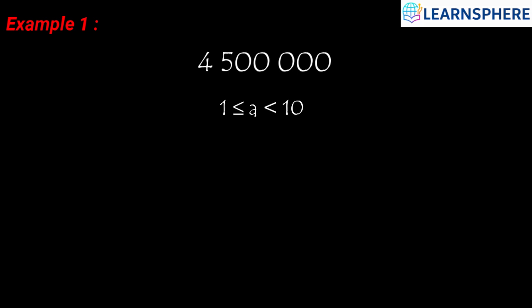Let's go on to example 1, where we have to convert 4,500,000 into standard form. Firstly, we have to determine the value of a, which is a number between 1 and 10. In this example, we can put a decimal point between 4 and 5 to get the value of 4.5. To get the decimal to be between 4 and 5, we have to shift the decimal point, which was initially at the back, by 6 places towards the left.